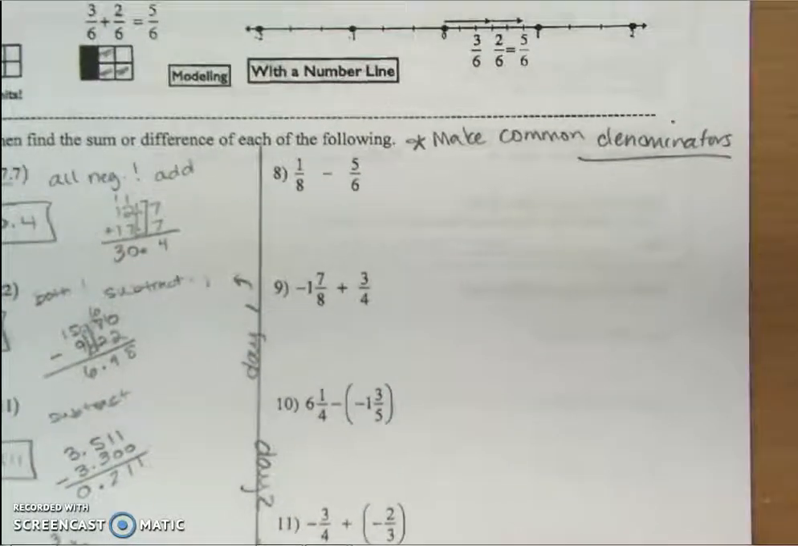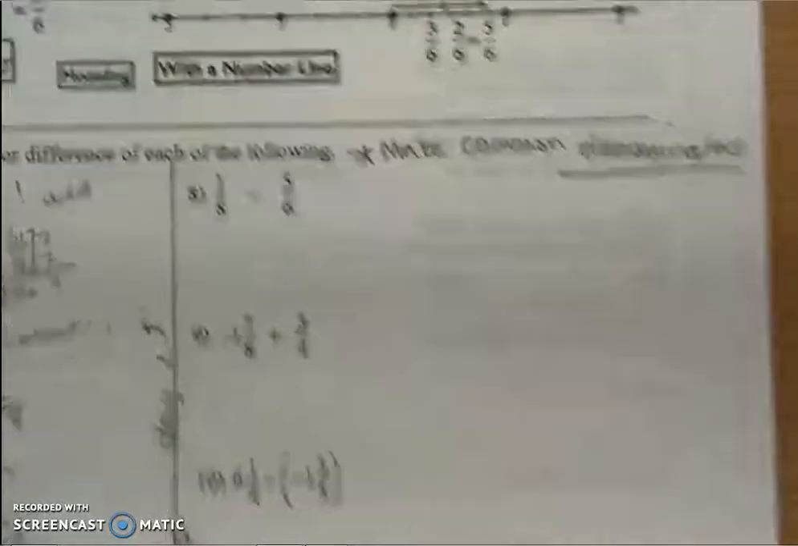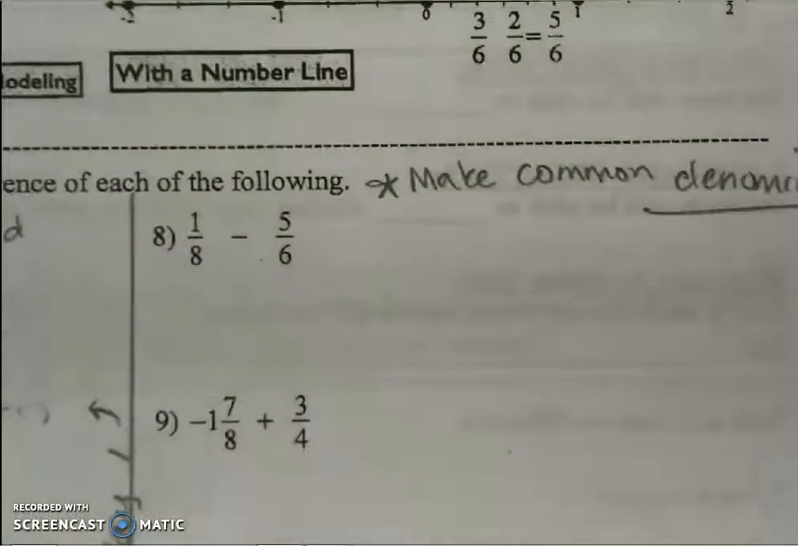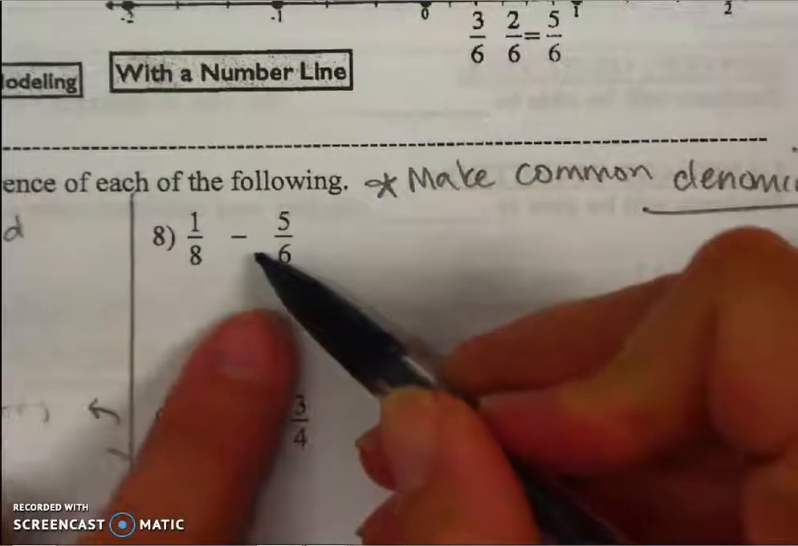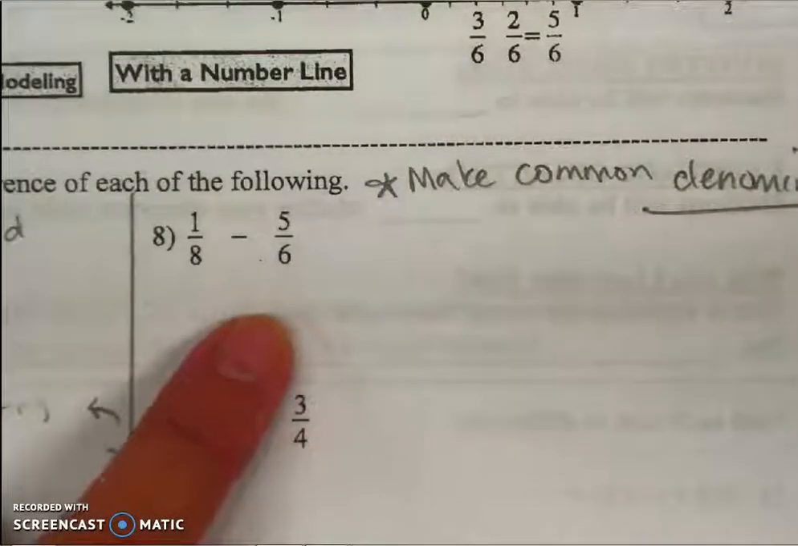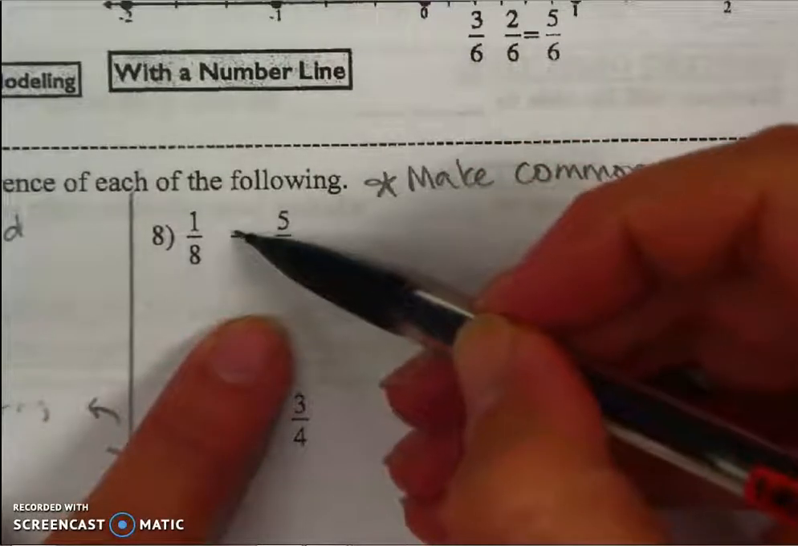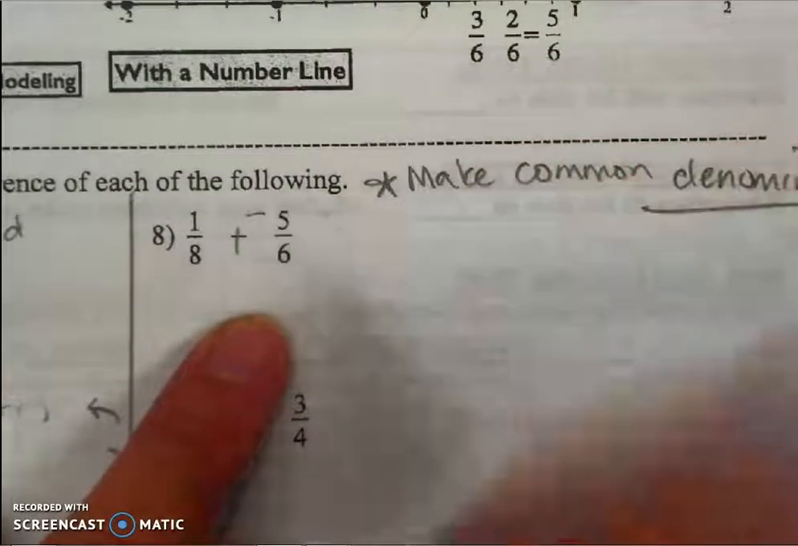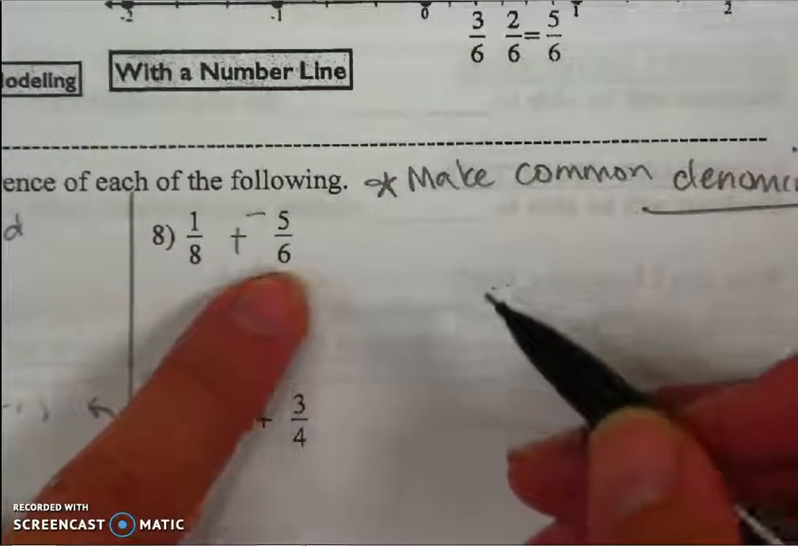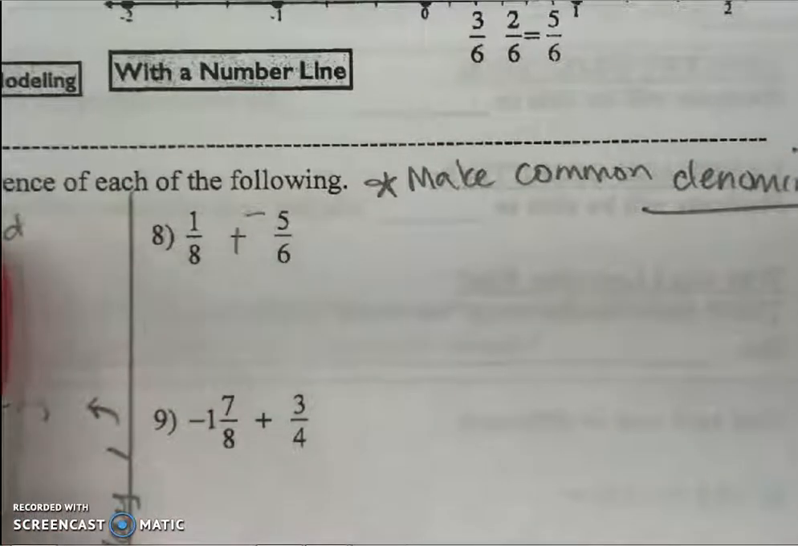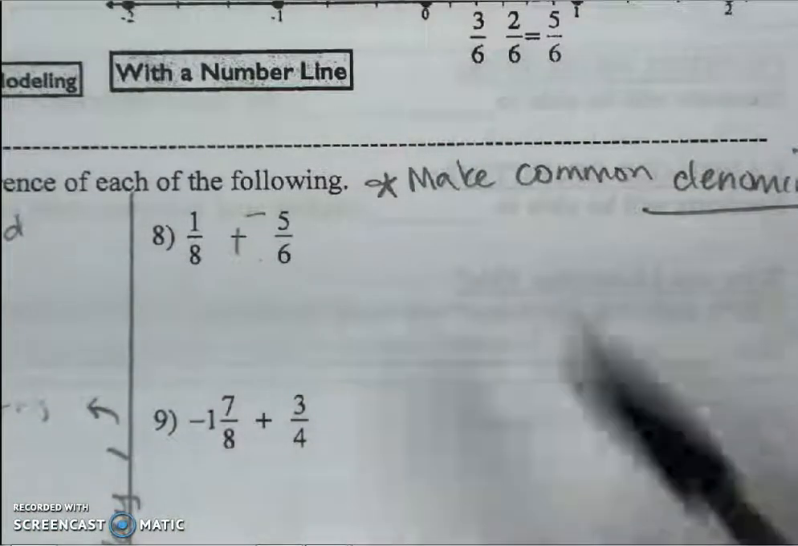So let's look at number 8. I'm going to zoom us in. There we are. 1/8 minus 5/6. So here I see a subtraction, but remember in this unit we've now learned to rewrite all subtractions as add the opposite so that we know what we have more of. All right, in this case, we do have more of this number, but we can't quite tell yet until they have common denominators.